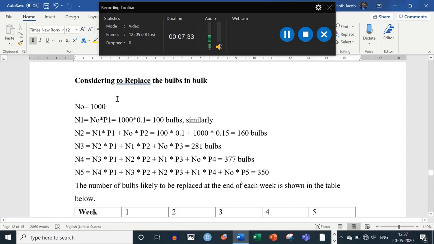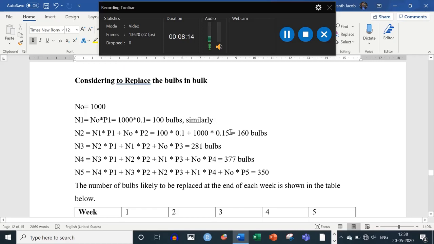At the end of the first week, 10% of the bulbs have failed. So N naught, which is 1000, multiplied by 10% of that, so 1000 into 10% of that, 100 bulbs fail in the first week, at the end of the first week. Likewise, in the second week, at the end of the second week, N1, 100 bulbs that I've replaced, for that set of bulbs, it's the first week probability, so P1. For the original set of 1000 bulbs that were replaced, it's the second week probability P2 because it's the end of the second week. So it's 100 into 0.1 plus 1000 into 0.15, which is the probability of the second week.